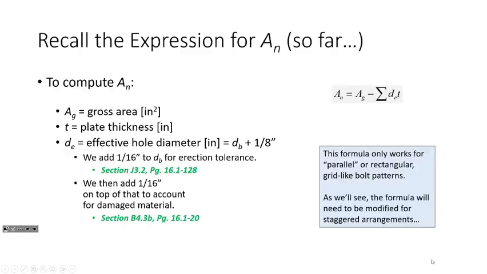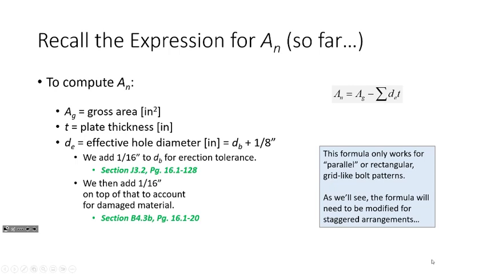So, first off, would you agree that at least right now, that could be an acceptable, more scientific formula for net area, right? That the net area equals the gross area minus the holes, in which case the holes are the diameter of the hole times the thickness. That's essentially what we're doing, right? Now, this formula is fine, but it's incomplete, okay?